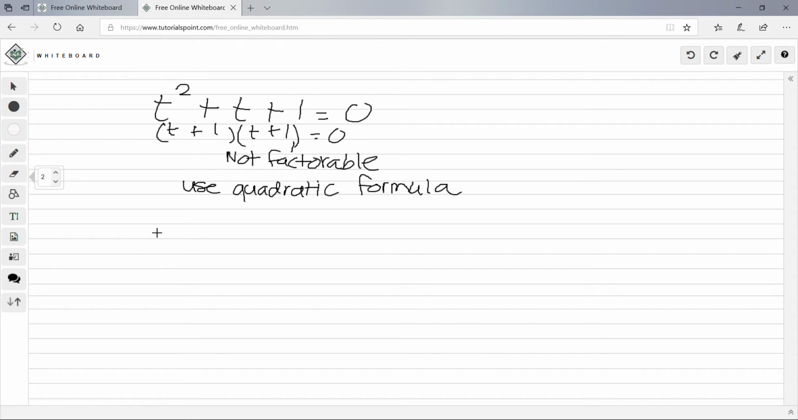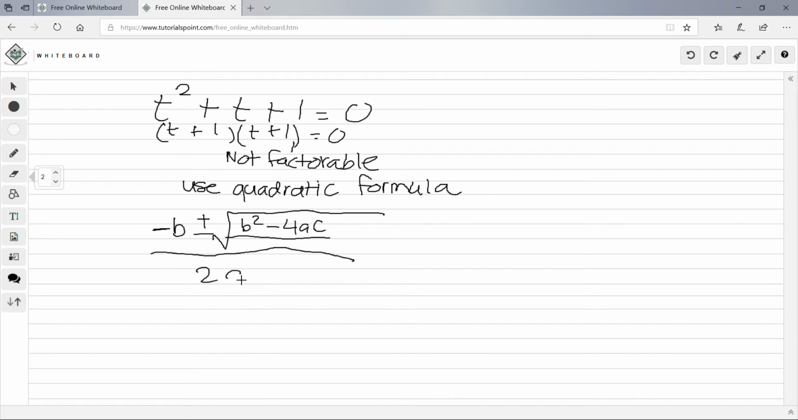So it's basically the opposite of b, plus or minus the root of b squared minus 4ac, all over 2a. Oops, all over 2a. This whole thing is 2a. Okay, so let's look at the original equation.